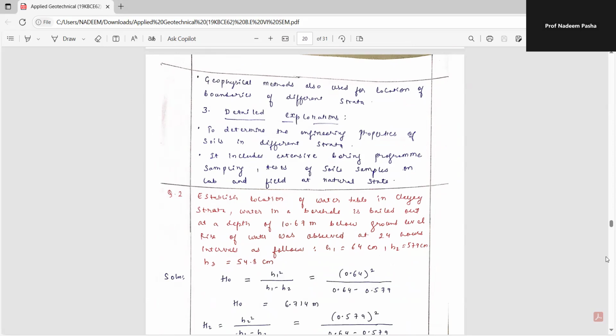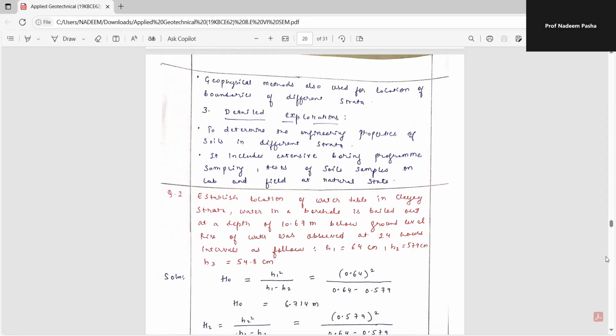Detailed exploration is to determine the engineering properties of soil in different strata. It includes an extensive boring program, sampling, and tests of soil samples in labs and in the field at natural state.